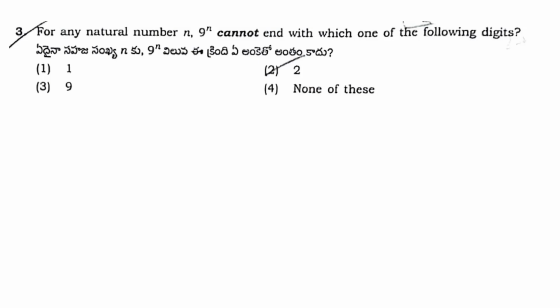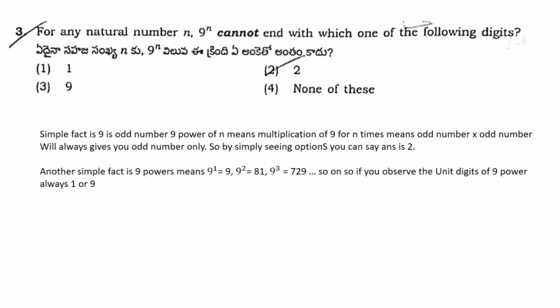Next question. For any natural number n, 9 power n cannot end with which of the following digits? It's a very easy question. Coming to the solution, a simple fact: 9 is an odd number. 9 power n means multiplication of 9 by itself n times, so it means multiplication of an odd number with another odd number. Odd number into odd number is always an odd number. So by simply seeing the options, you can say the answer is 2, as 2 is an even number.